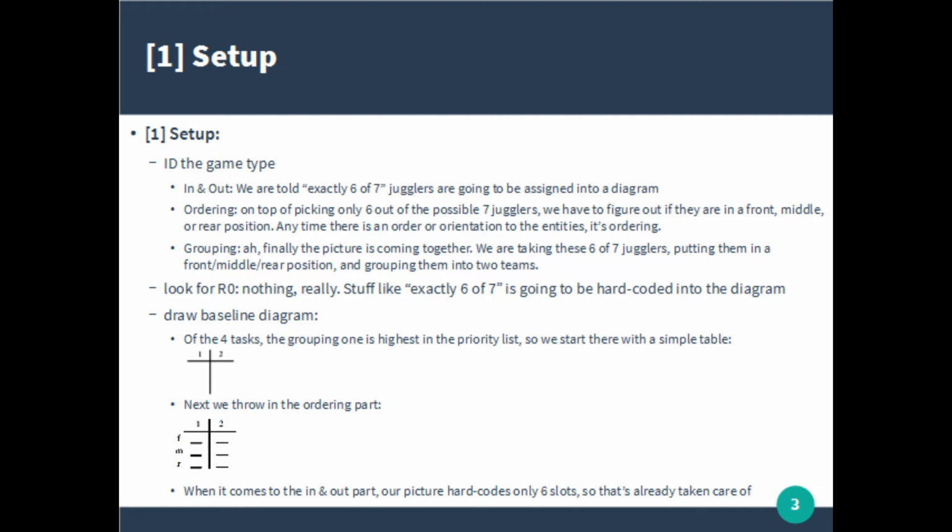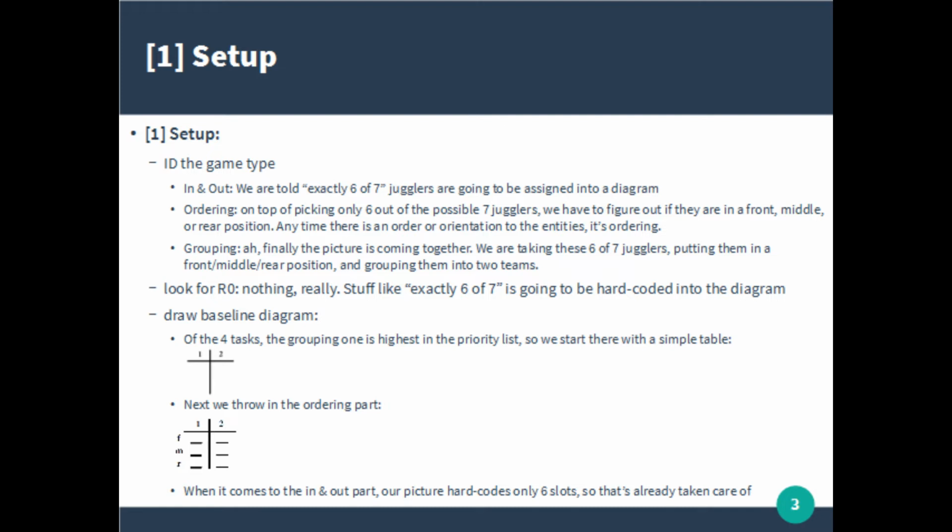So now that I've figured out what we're doing and that there is no real rule 0, I'm going to settle down and draw the baseline diagram. So in our hybrid priority list, of the 4 basic tasks that we have to do in general, grouping is the highest priority in the list. So for this game, because there is a grouping element, we will start there. And this is what our grouping looks like initially. Just a simple table, team 1 and team 2.